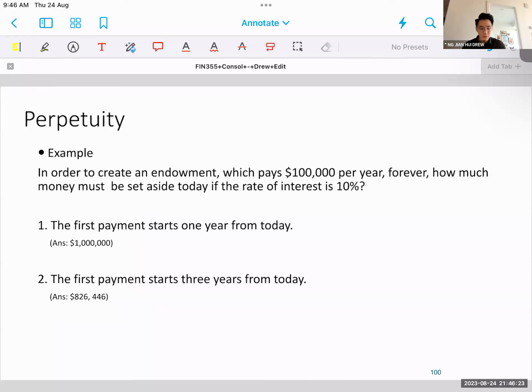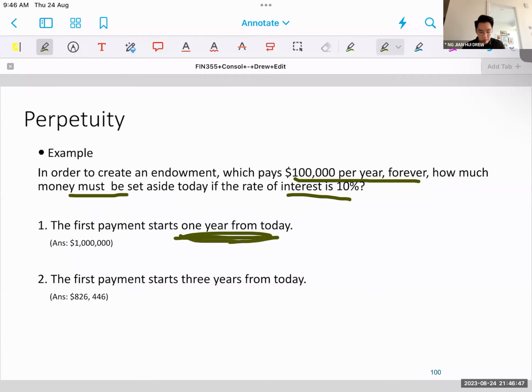Okay, so let's try to dissect this example. It looks rather simple, but it's a bit tricky. In order to create an endowment, which pays 100K per year forever, how much money must you set aside today if the rate of return is 10%? Okay, all right, very simple. The first payment starts 1 year from today.